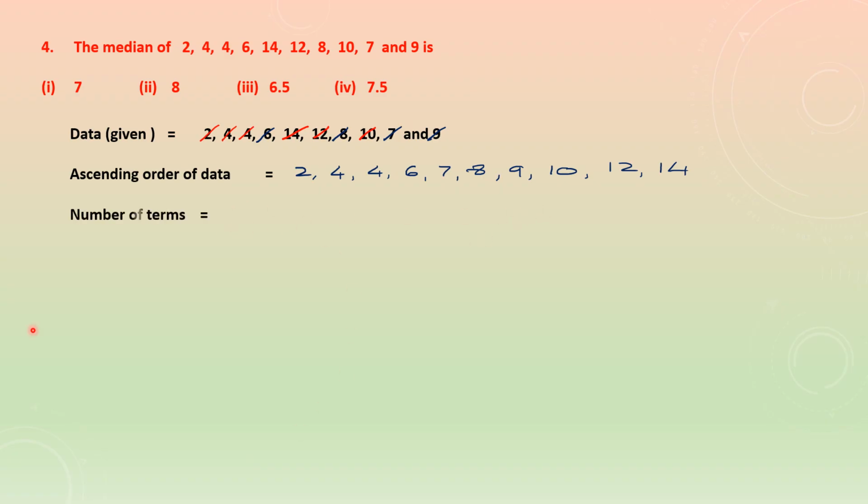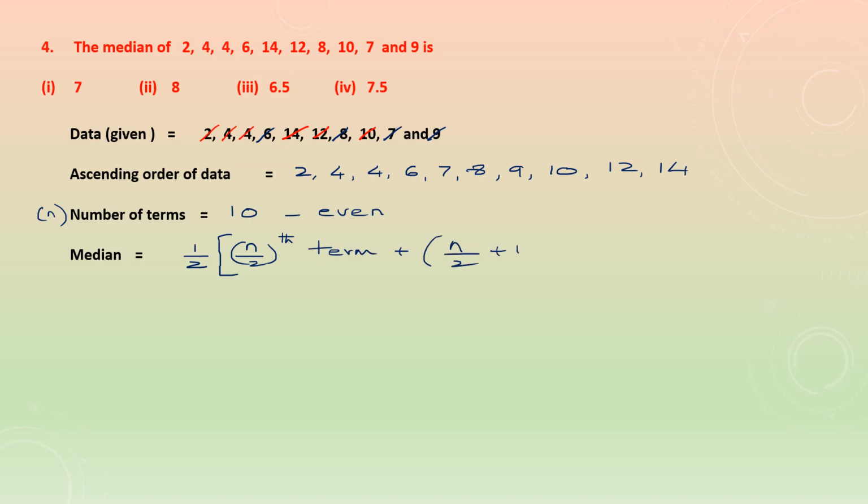Next step is to write the number of terms. So let's count. 1, 2, 3, 4, 5, 6, 7, 8, 9, 10. So the number of terms, now this number of terms is n. So this is n and that is 10 and this is an even number. So now when it is an even number, the formula to apply is different. To find the median, the formula that we are going to apply is half into the (n by 2) term plus the (n by 2 plus 1) term.